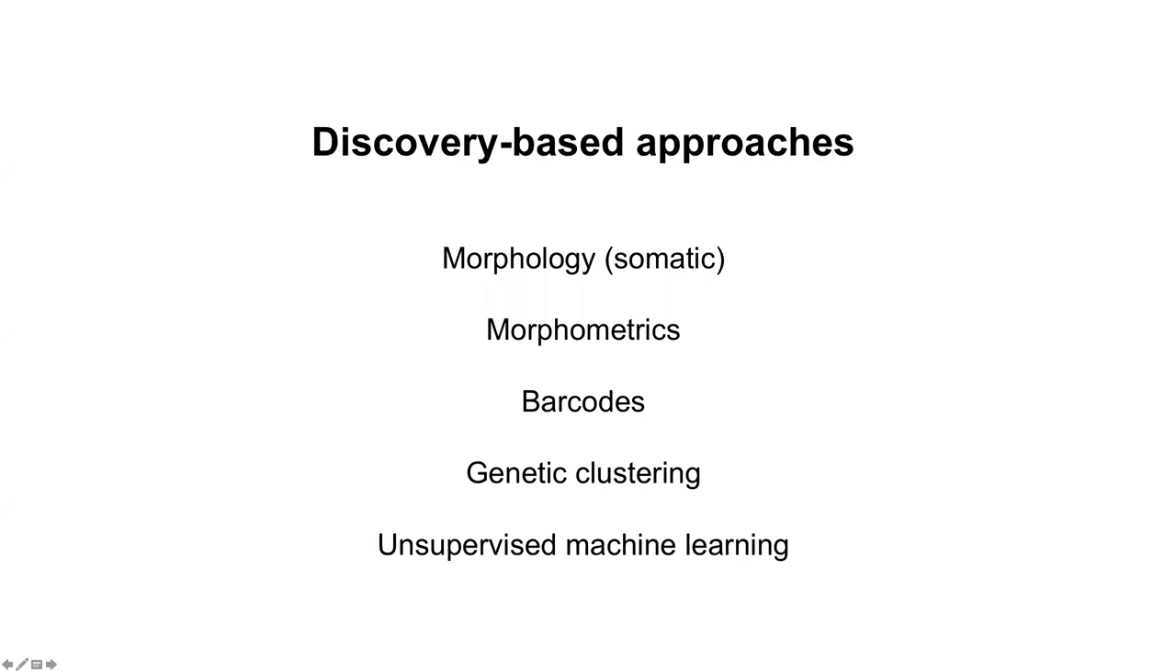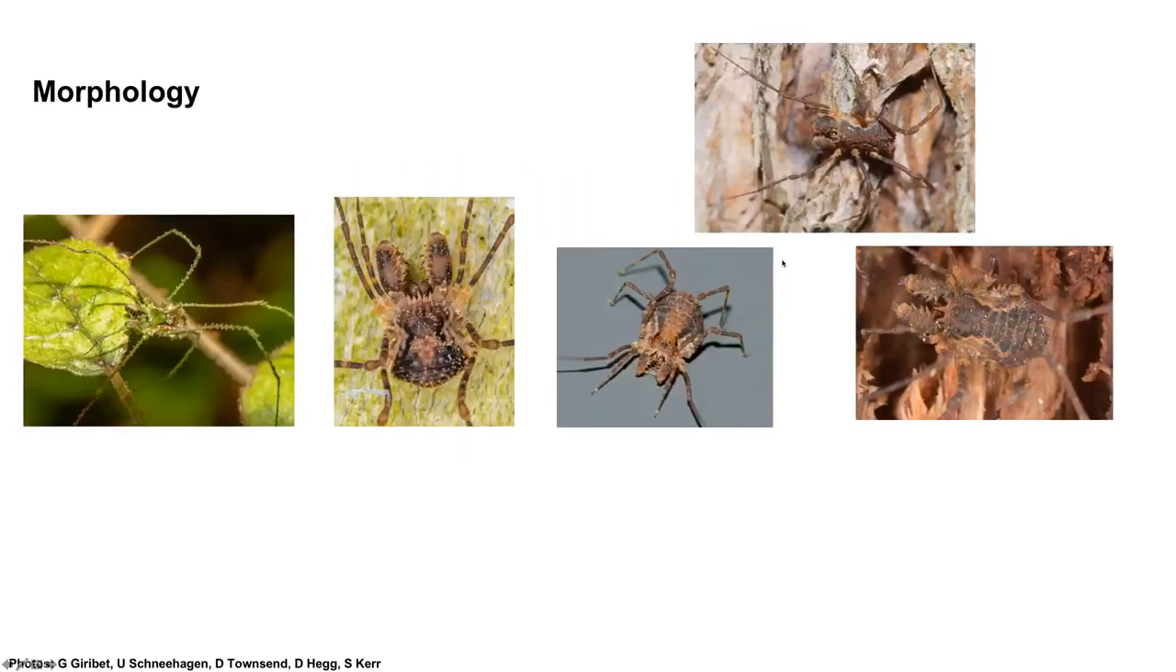One of the most commonly used methods, of course, is morphology. Sitting at a microscope for hours and looking at specimens, you come up with certain characters that help you group specimens together. So looking at this particular group, I apologize if you hear some construction going on above me. I can't do anything about it, but if you hear it, I apologize.